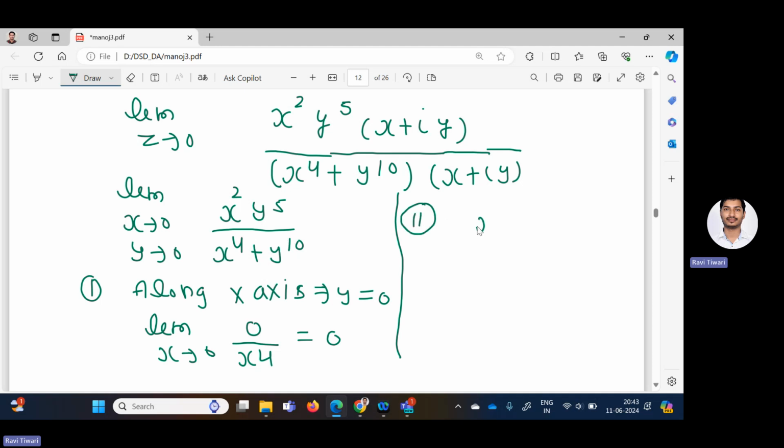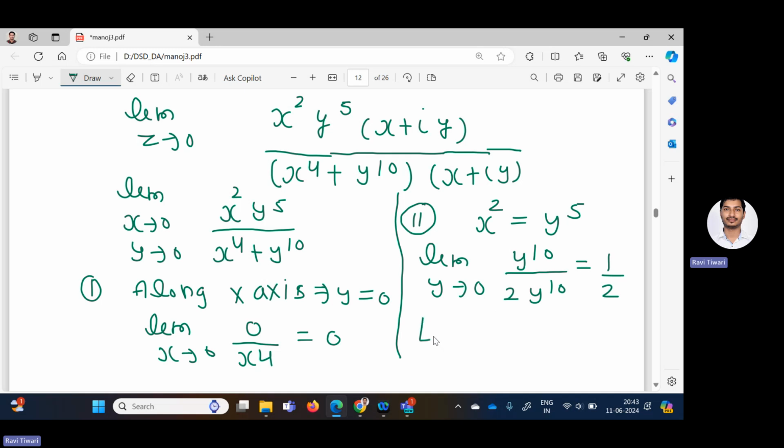If I choose the path x square equal to y power 5, then what will you get? Limit y tends to 0. In place of x square, if I put y power 5, you get y power 5 times y power 5, which is y power 10. And in the denominator, x power 4 is y power 10, so you will get 2 y power 10. And this equals 1 by 2. So we can say the limit does not exist. DNE means does not exist. So f of z is not differentiable at z equal to 0.